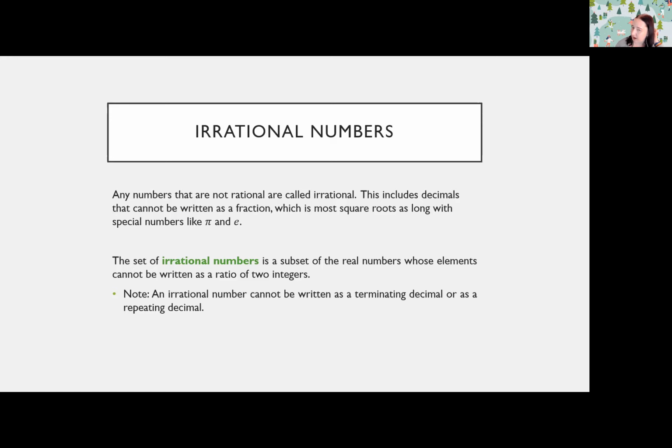Basically it's the opposite of a rational number, it can't be written as a fraction. Decimals that can be written as fractions either end or have repeating decimals. So if there's no pattern, it's basically irrational.